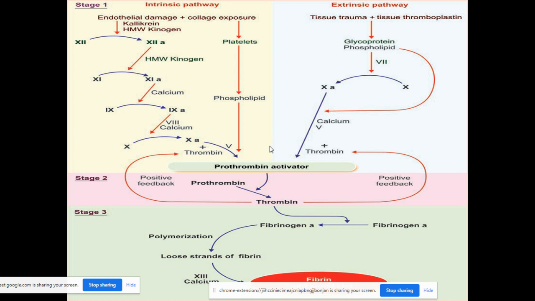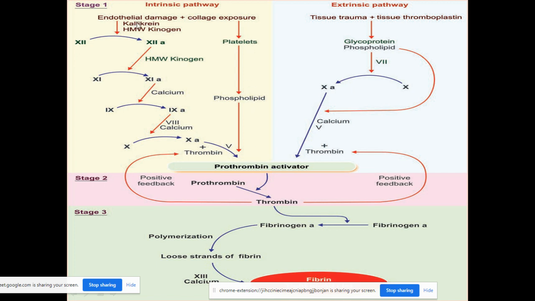Okay, let's look at the intrinsic pathway first. Tissue damage happens, so endothelial cells get damaged. As soon as the endothelium is broken, collagen gets exposed. Once collagen is exposed, what happens? They invite the platelets. Okay, platelets will come to that place. It will secrete the phospholipid, so it will also help in the prothrombin activator. This forms a platelet plug and all that.